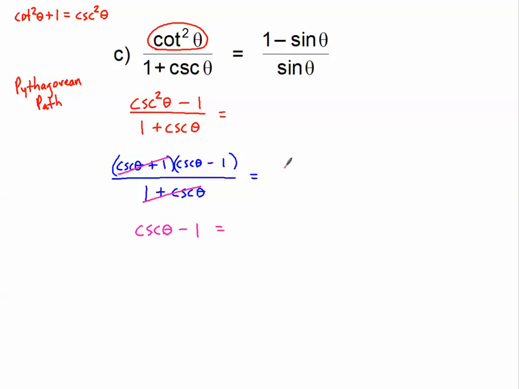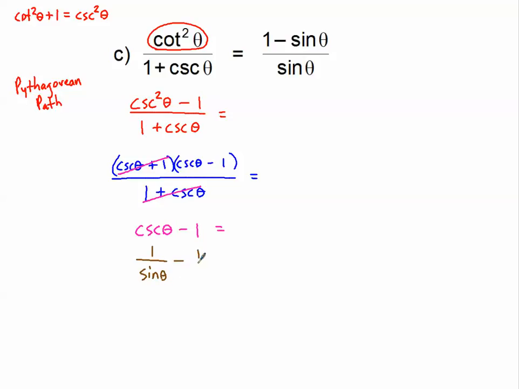Now again, where are we trying to get to? We're trying to get to something that has sines in it. So now it's probably a good idea to convert out of cosecant and into sines. So let's see what we've got. This is a reciprocal identity. I know that it's equal to 1 over the sine.